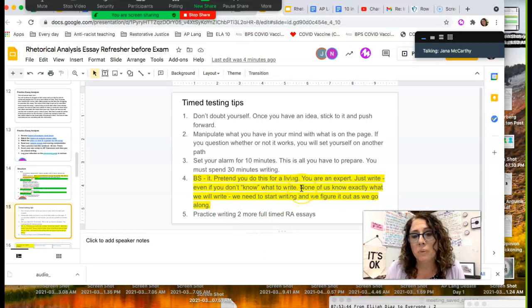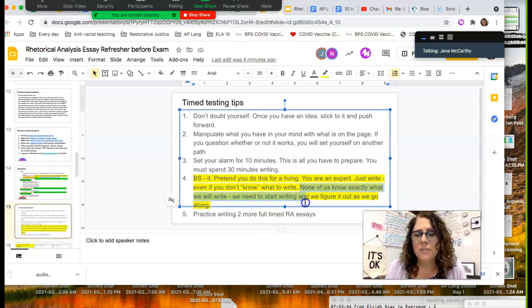And here's the other thing with writing, and I think this is huge. I think students feel like they have to know what they're going to write before they write.